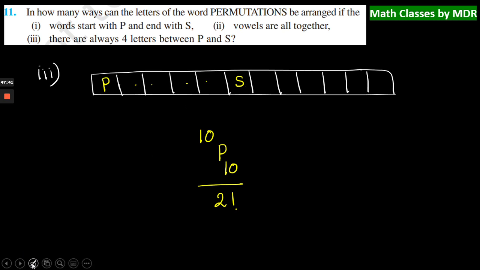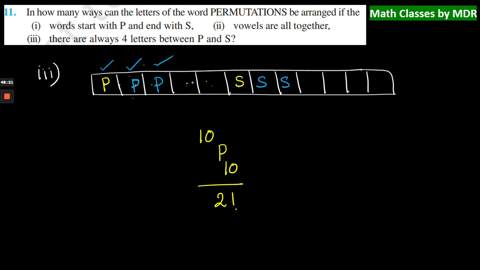Suppose instead of here, I write P and S here. Does it make sense? Does it answer our question, 4 letters between P and S? Yes, right? Between P and S, 1, 2, 3, 4. So we get 4 letters, again 10P10 by 2 factorial. That means you can do it like this, or P and S can be arranged like this. So that is one more chance, that means +1, and if I take P and S here, that is another +1, right?